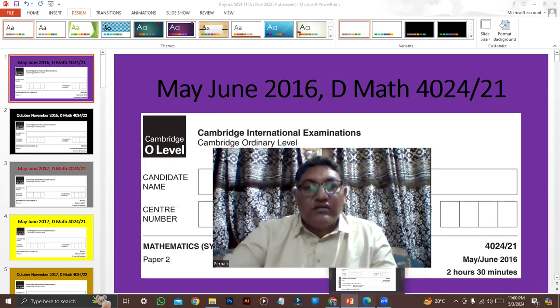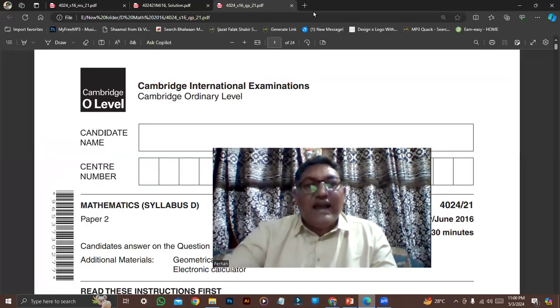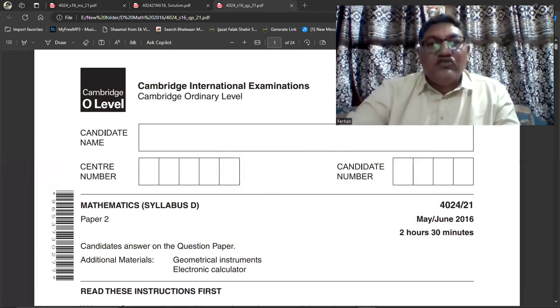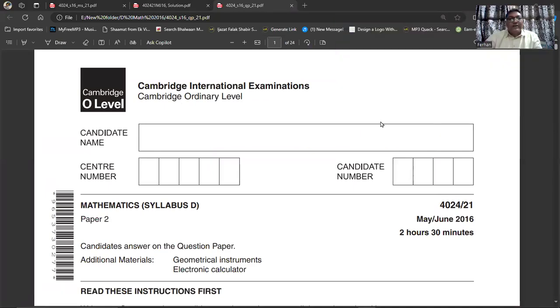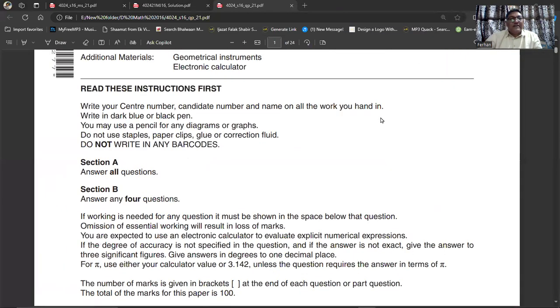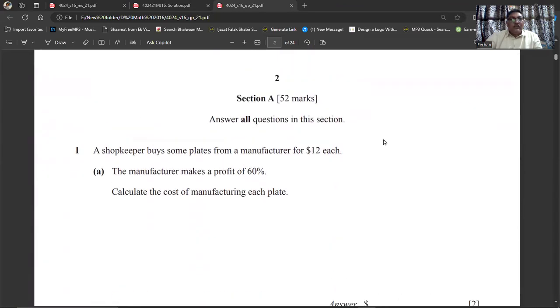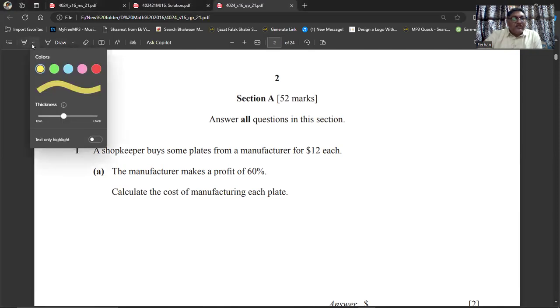So here we go. Here we have that paper, May-June 2016, paper 2-1. The time allowed is 2 hours and 30 minutes. The total marks are 100 marks. On your screen, question number 1 is showing up. A shopkeeper buys some plates from a manufacturer for $12. The manufacturer takes a profit of 60%.